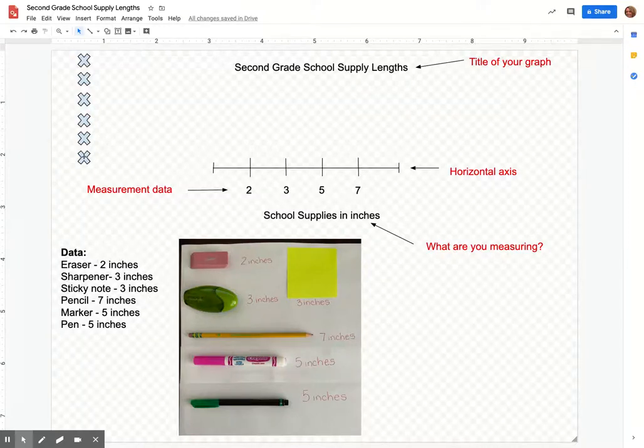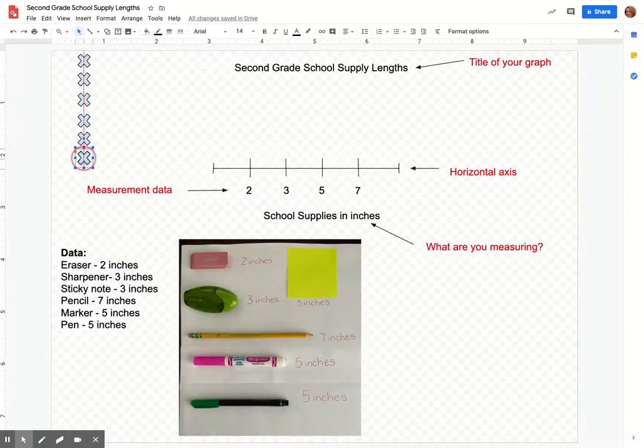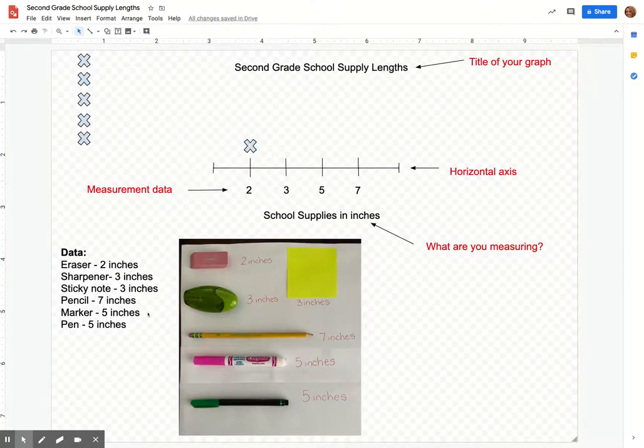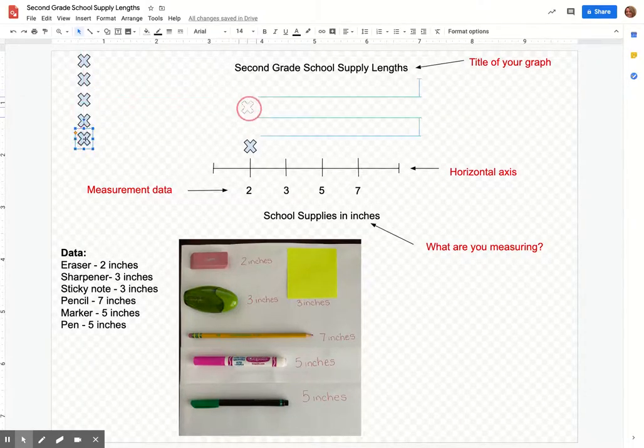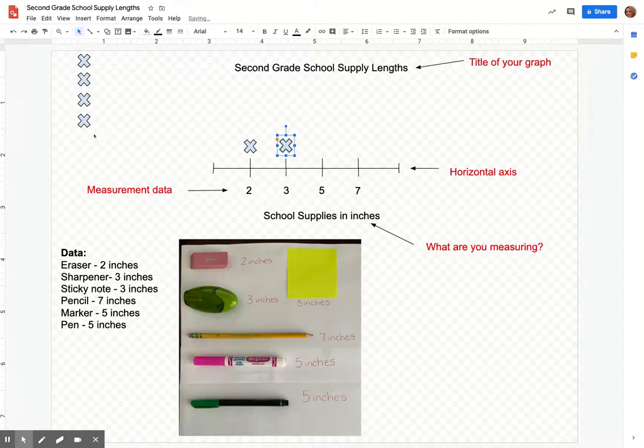So I'm going to come over here and get one of my markers. You can draw. I just had X images that I'm going to use. So I'm going to put one marker, one X above the 2 because I only have one item that's 2 inches. Then I'm going to look at 3 inches. I have 2 items that are 3 inches. So I'm going to go over here and grab 2 X's and put 2 above the 3 because we have 2 items that are 3 inches.